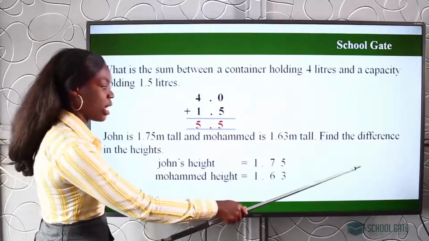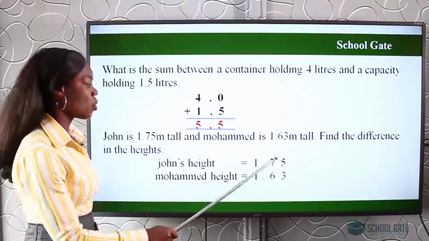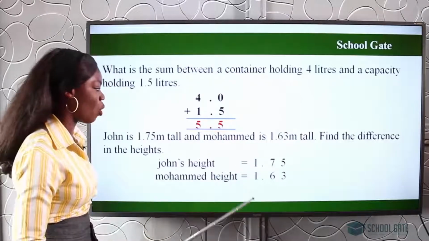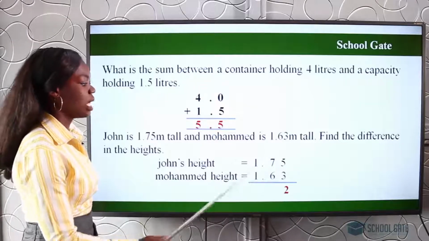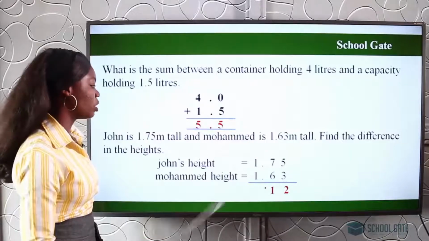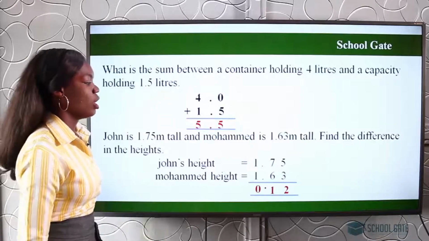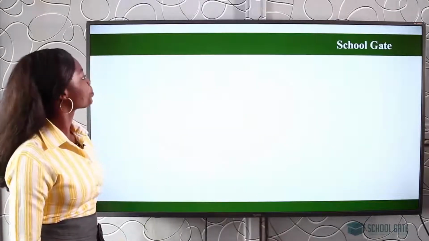The next one, John is 1.75 meters tall and Muhammad is 1.63 meters tall. Find the difference. I've told us before, difference means minus, okay? So we have this, we have placed them equally. 5 minus 3 will give us 2. 7 minus 6 will give us 1. We have our point, and 1 minus 1 will give us 0. So the difference is 0.12.